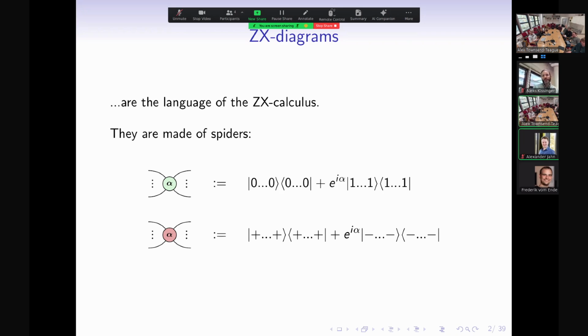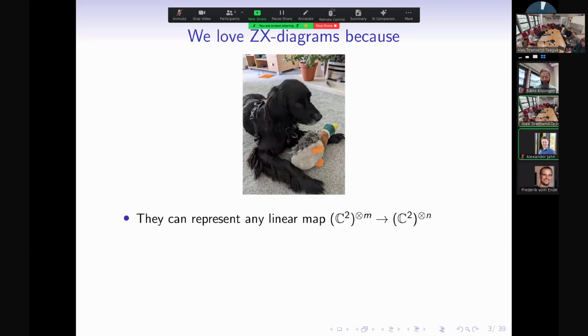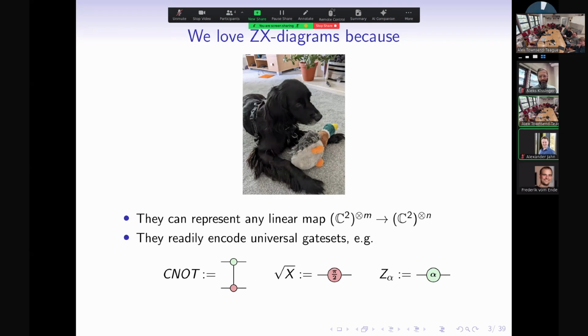They're not gates themselves, right, if they have more legs than one, but you can use them to build gates, and that's how you can represent circuits using ZX diagrams. For one thing, they can represent any linear map. So not just unitaries, but arbitrary linear maps on qubits. And they readily encode universal gate sets.